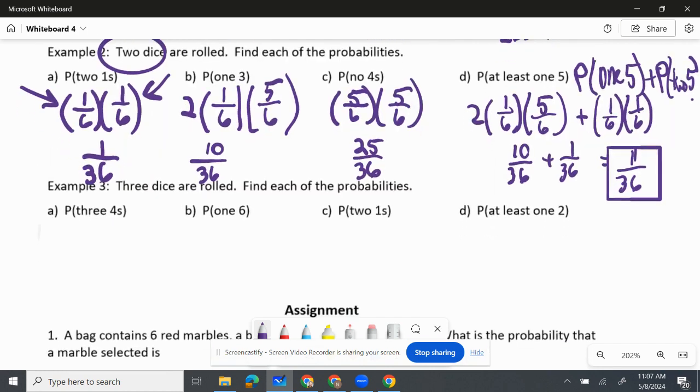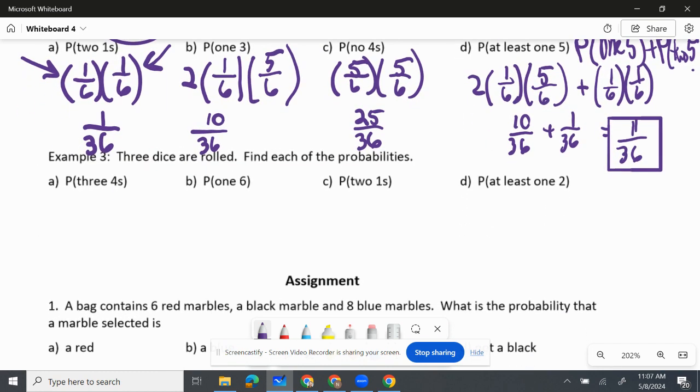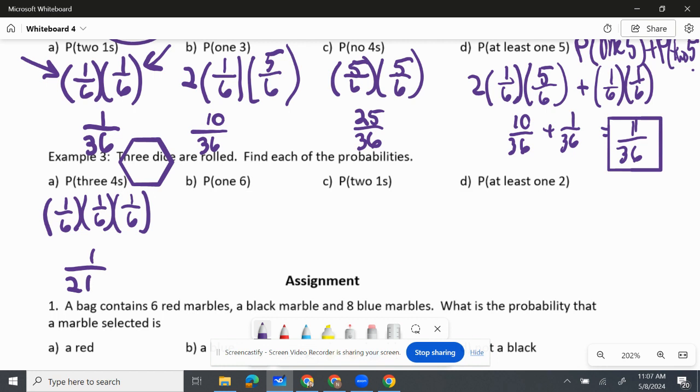Now we're going to move into 3 dice. Once again, these are independent events. If I roll a die, it doesn't affect the other dice. So since we're rolling 3 dice, we now have 3 probabilities. So 3 fours would be 1 6, because that would be a 4, 1 6, because that would be a 4, and 1 6, because that would also be a 4. So that would be 1 out of 216.